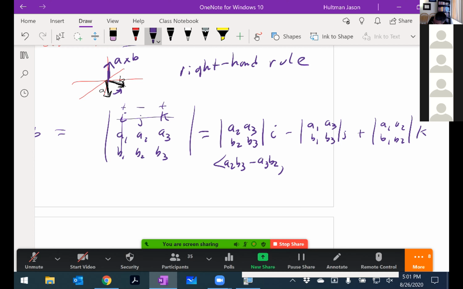Now this negative is going to reverse things. So this is really going to be A3 B1 minus A1 B3. Okay, and then this is going to stay A1 B2 minus A2 B1. Right? Does that make sense?